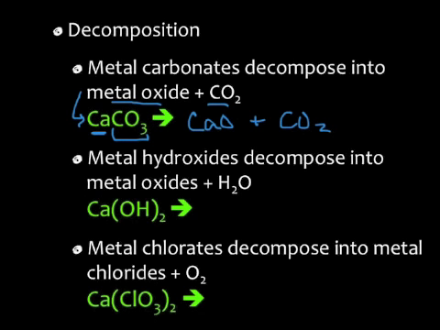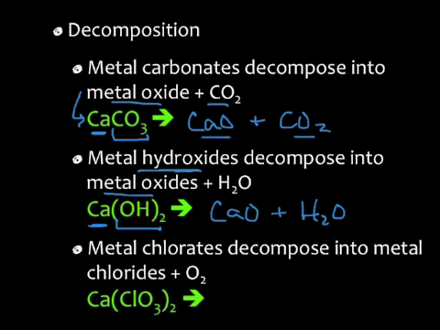Another type of decomposition is when we have a metal hydroxide. Same deal down here. Some metal, calcium, sodium, potassium, whatever, combined with a hydroxide. So when you see that, those decompose into a metal oxide again, still my CaO, +2, -2, and this time we get water instead of CO2. So metal carbonate, we get the oxide and CO2. The hydroxide, we get the metal oxide and H2O. And those two happen to be balanced the way they are.